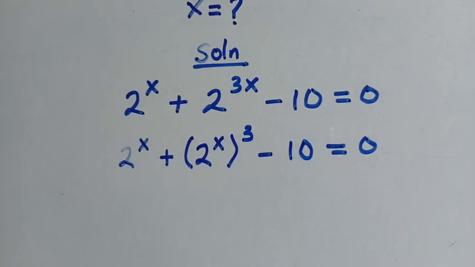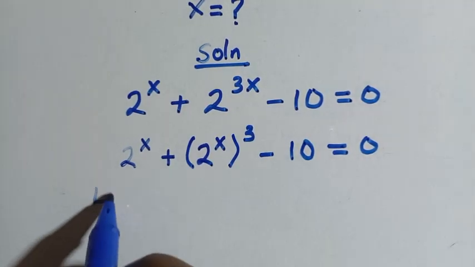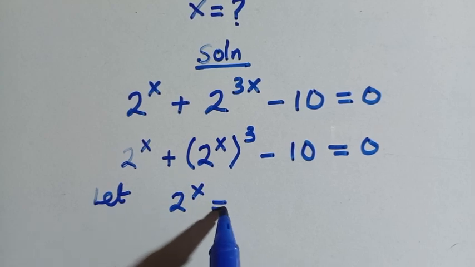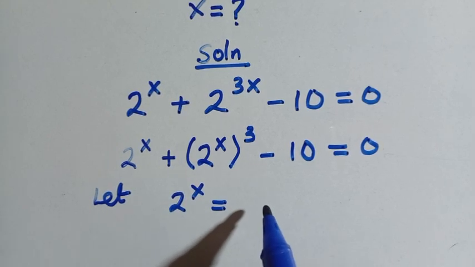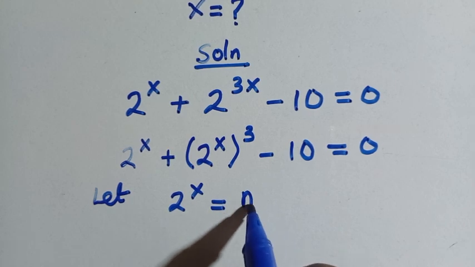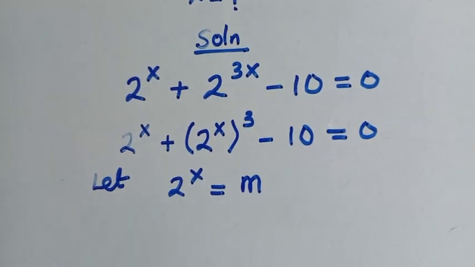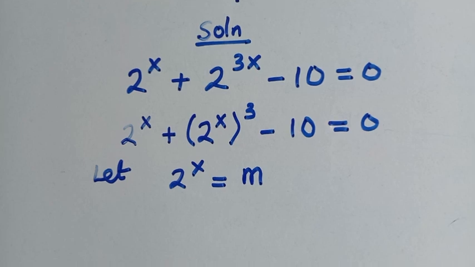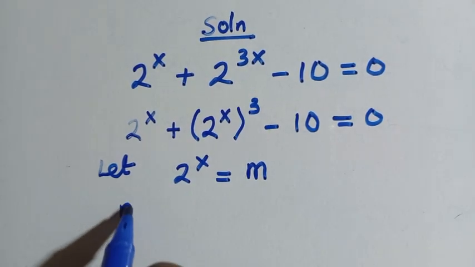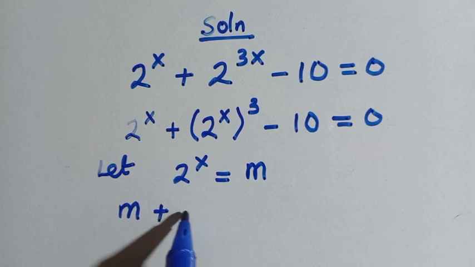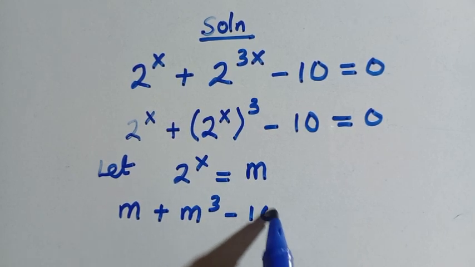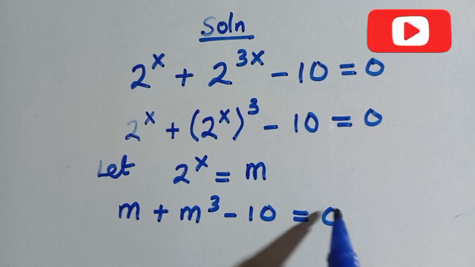So from here, we are going to let 2 power x equal another letter. I'm going to choose letter m. So it means that anywhere we see 2 to the power x, we replace it with m. And here is m plus m cubed minus 10 equals 0.